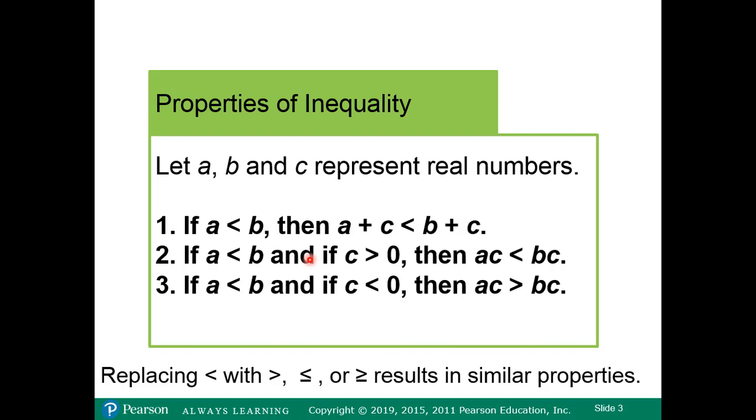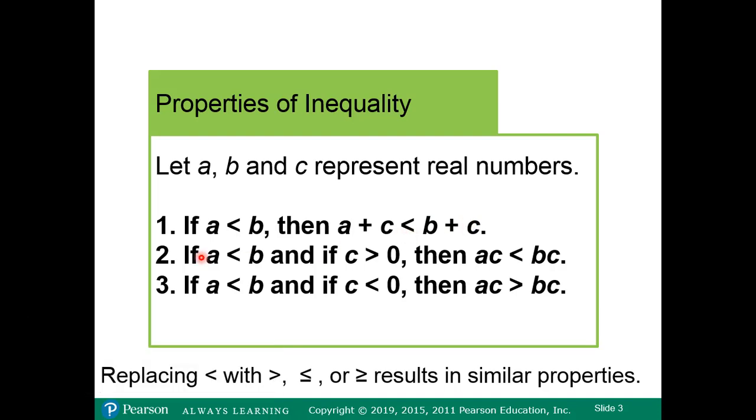So here are some properties of inequalities. Here it says let A, B, and C represent real numbers. 1, if A is less than B and you add a constant to both sides of the inequality, then the inequality still holds. So if A is less than B, then A plus some constant is still going to be less than B plus the same constant.